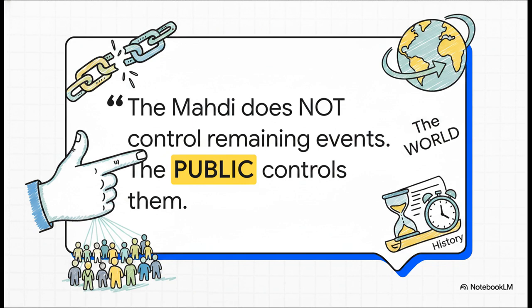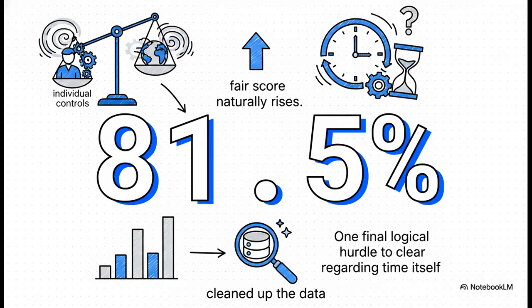Even a public pledge, that's an action done to him, right? Not an action done by him. So when we adjust the scores strictly where the evidence logically affects the evaluation, meaning we separate out what the individual actually controls versus what the world controls, the fair score naturally rises to 81.5%.